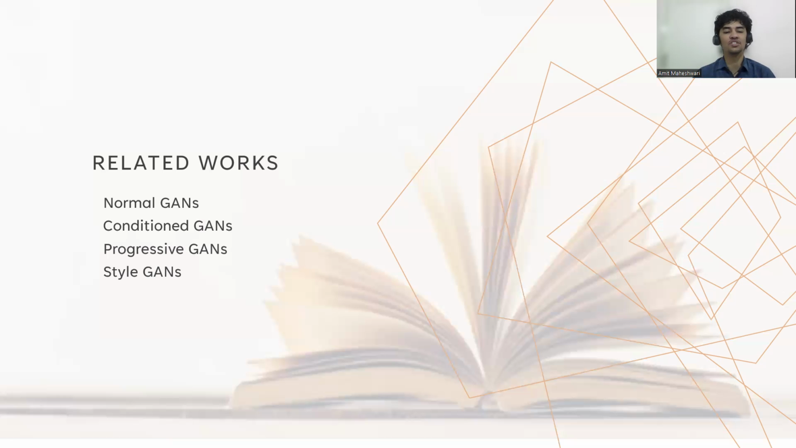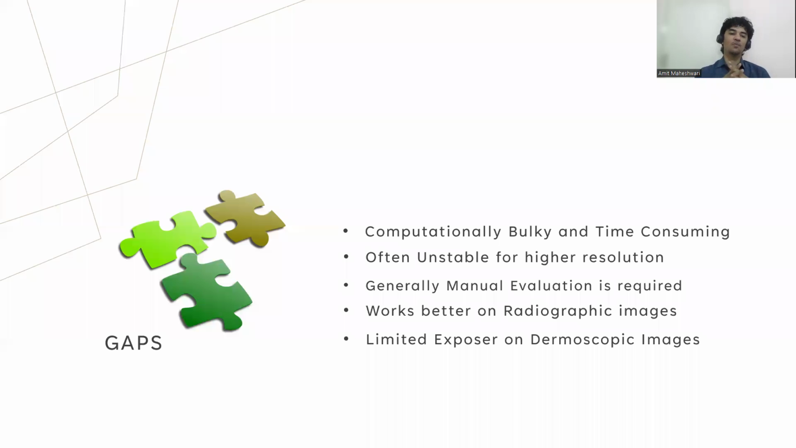And because of this feature, StyleGANs are actually performing pretty well in the context of dermoscopic images. But StyleGAN, of course, has its own overhead, and as StyleGAN introduces some overheads, it consumes more time, and the computational task in general goes high. So let us talk about the gaps.